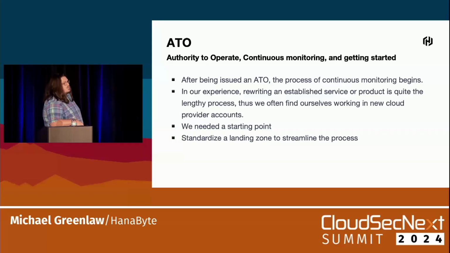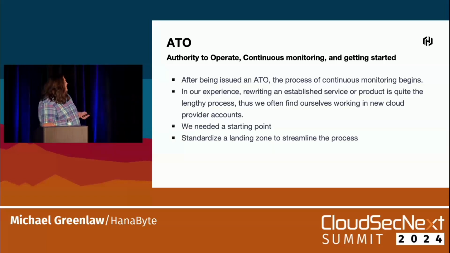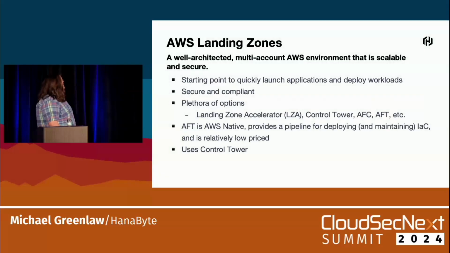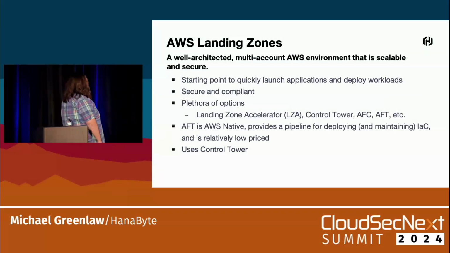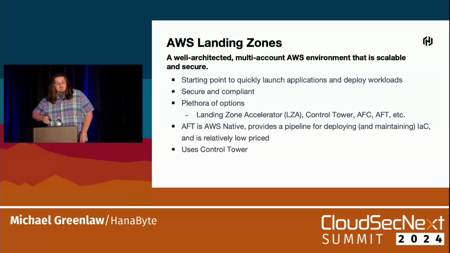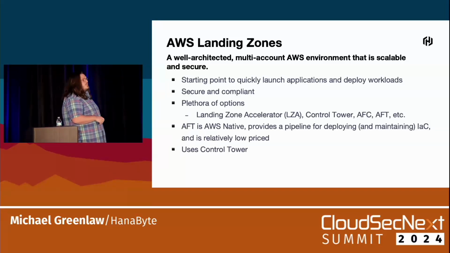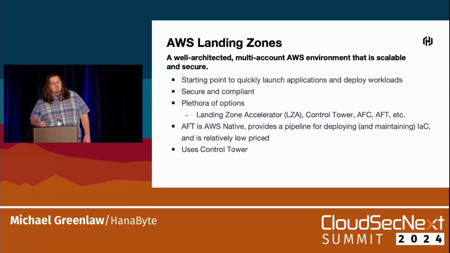So what we want to do is standardize a starting point, right? We want to have a landing zone to streamline the process. That leads us to AWS landing zones. You're probably familiar with Control Tower and you kind of know how it works. But if you're not, for AWS landing zones, we like to build out a well-architected multi-account AWS environment that's scalable. That can be kind of difficult if you're using Terraform or if you're using Control Tower, got to do a lot of ClickOps there.